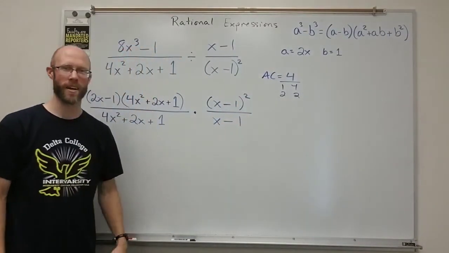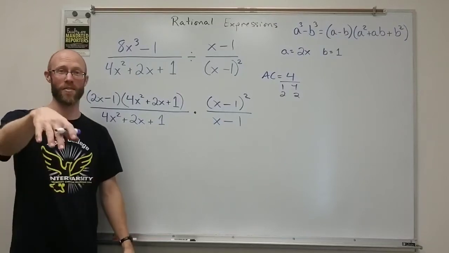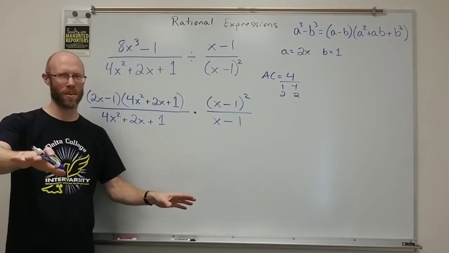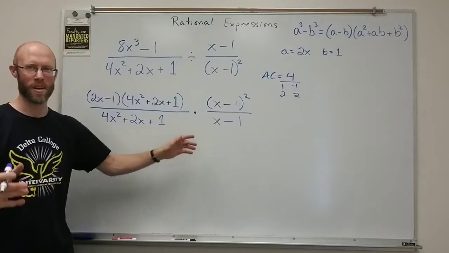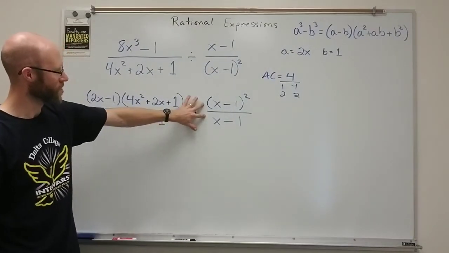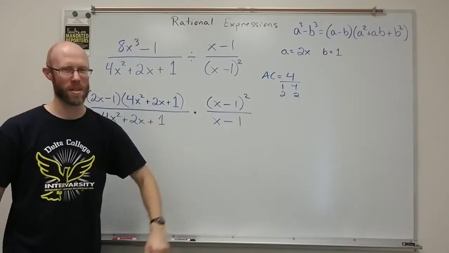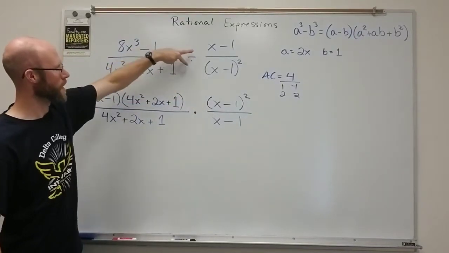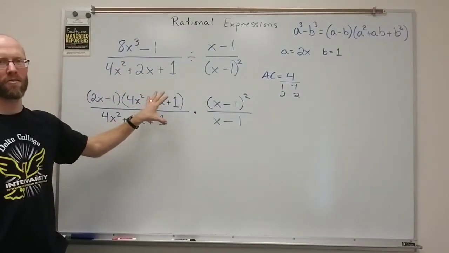Boy, oh boy. Okay. I could edit the video and not show you that mistake, but I'm going to go ahead and leave it in there just because. Okay. So I get x minus 1 squared on top, x minus 1 on the bottom. So I just did the copy dot flip, but when I copied it, I factored the first one.